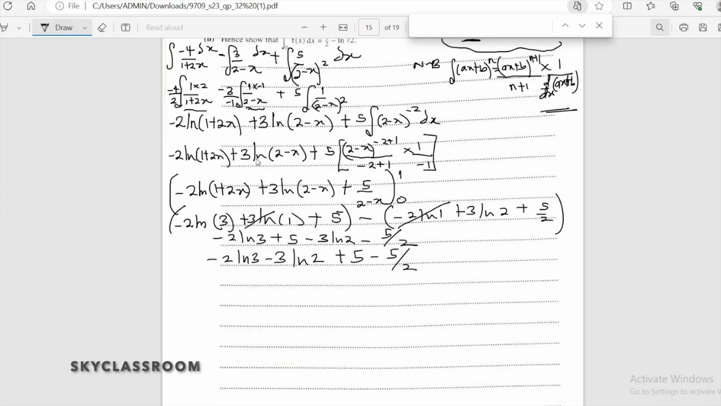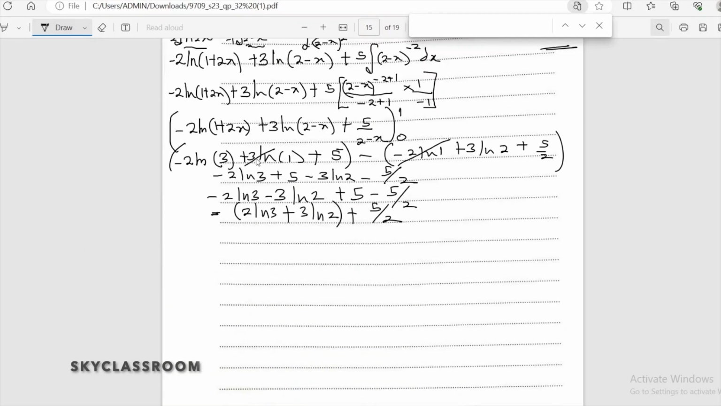So in this place, minus is common. So I can have 2 lane 3 plus 3 lane 2 plus 5 minus 5 over 2. That's 10 minus 5. That gives 5 over 2. So at the end of the day, we have minus 2 lane 3 can be written as lane 3 square. 3 lane 2 can be written as lane 2 cube. Your law of logarithms, plus 5 over 2.